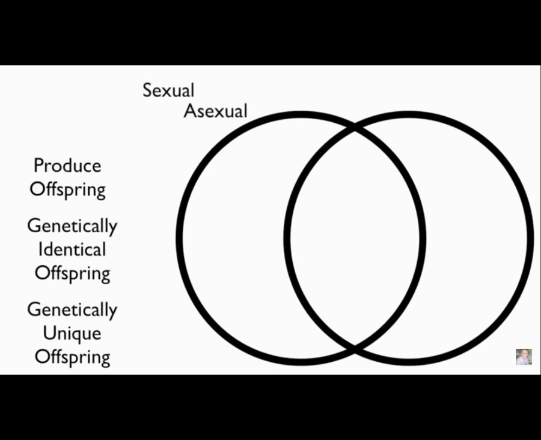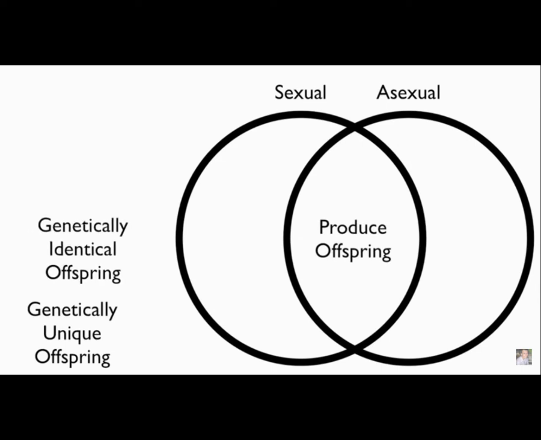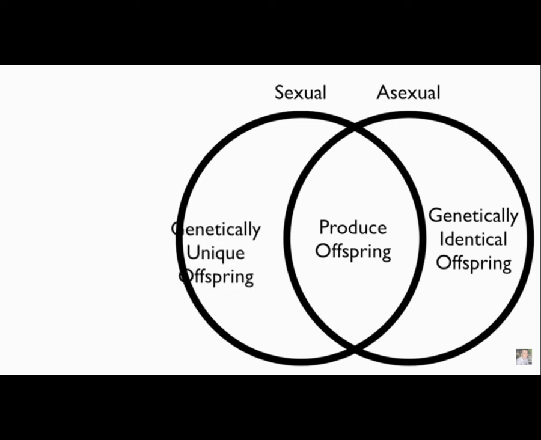Sexual and asexual reproduction produce offspring. However, asexual reproduction makes genetically identical offspring. Sexual reproduction makes genetically unique offspring.